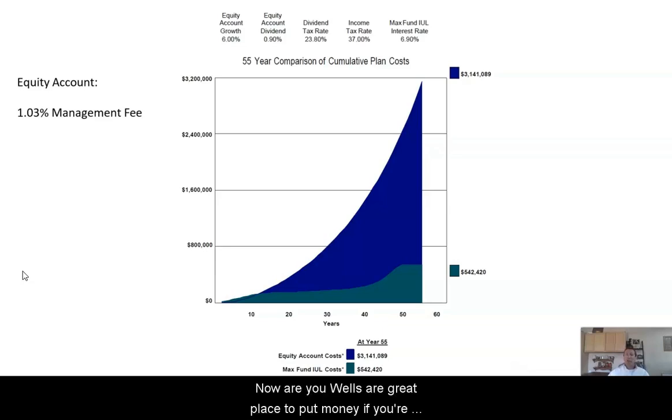IULs are a great place to put money if you're looking for a legal way to avoid taxes. Now, if we compare the exact same money going in, the same exact gross rate of return of 6.9%, and look at the expenses through age 100, you can see that the IUL expenses were $542,000 versus $3.1 million for the alternative, which is a non-qualified equity account.